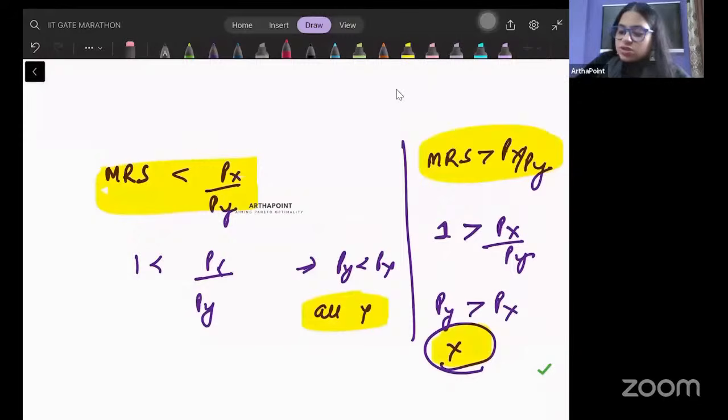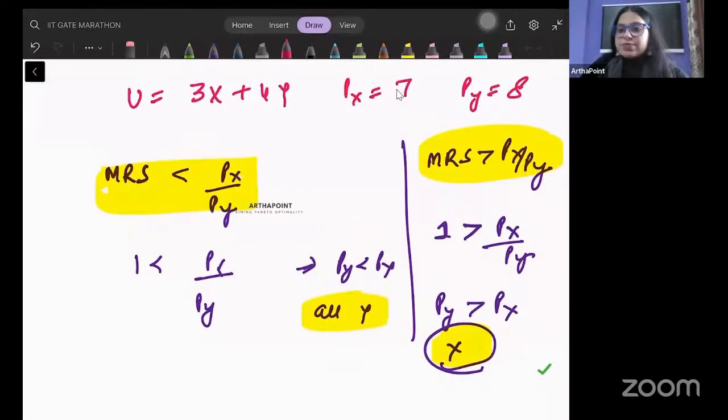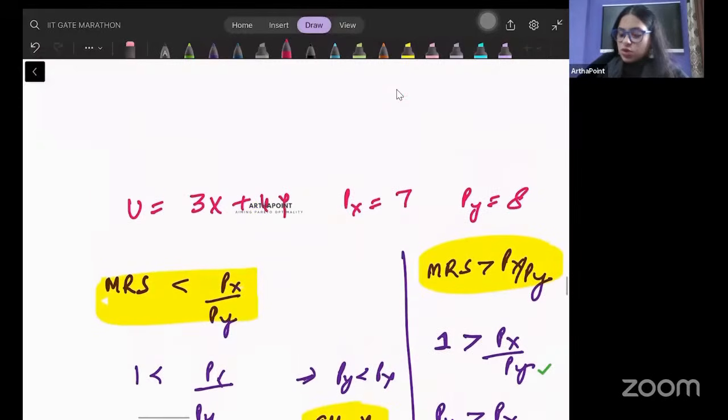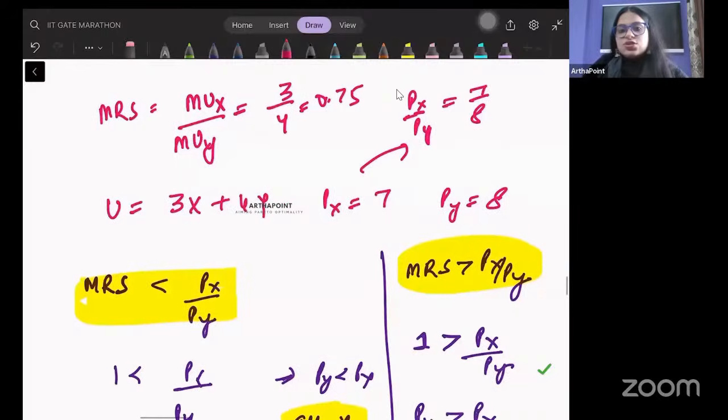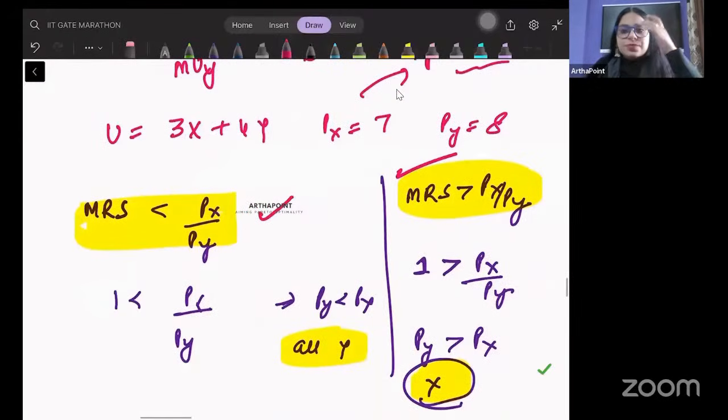Now whatever question you are given, you can compare. So if you are given U is equal to 3X plus 4Y, and you are given PX is 7, and PY is 8. Now see which condition it is matching. So I will find MRS. MRS will be MUX by MUY. That will be 3 by 4, 0.75. Then find out PX by PY. That will be 7 by 8. Now just compare whichever is greater or lesser, and then find this condition.